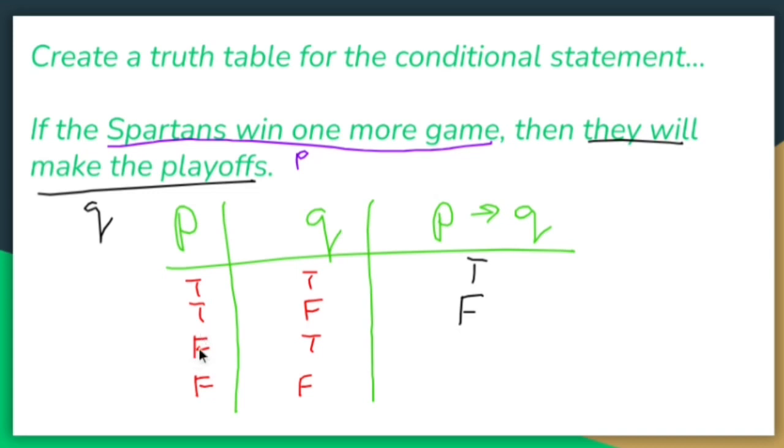If the Spartans do not win one more game, then they will make the playoffs. So basically, they can win no more games. They can win 2 more games. They can win 3 more games. They can win 4 more games. It all really depends. But since we are not given all the information, and I'm telling you right now that it's true that they will make the playoffs, then this statement is true, whether they win 1, 2, 3, 4, 0, whatever. If I'm running up to you and say the Spartans will make the playoffs, then it's true.